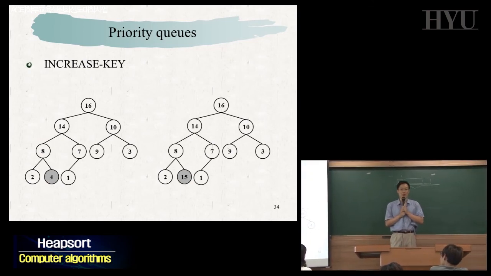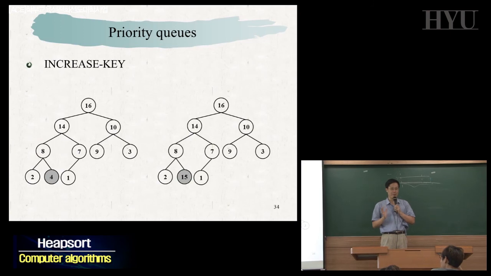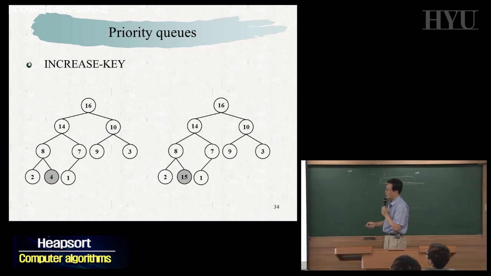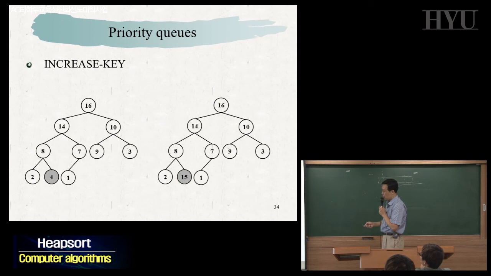This is a new operation, increase key. It is like this. This is a heap, and 4 is in level 0, and its value is increased to 15.